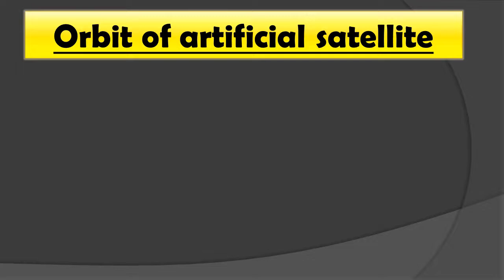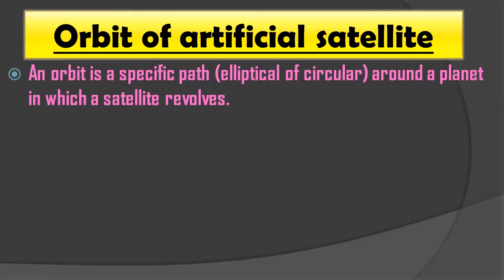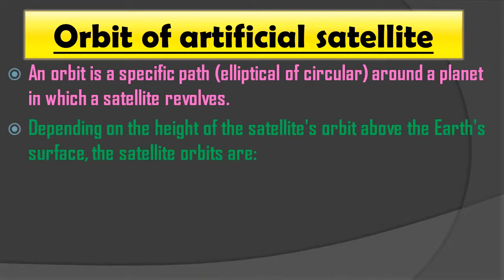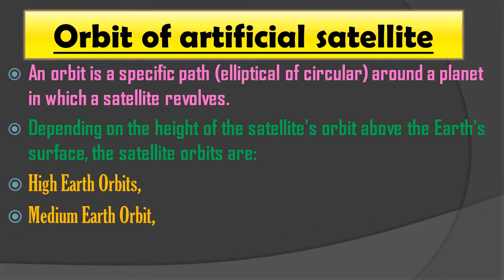So what is the orbit of an artificial satellite? First of all, an orbit is a specific path, that is, elliptical or circular, around a planet in which a satellite revolves. The orbits are different for different satellites depending upon the function of the satellite. Depending on the height of the satellite's orbit above the Earth's surface, the satellite orbits are classified as high Earth orbit, medium Earth orbit and low Earth orbit. So these are the three types of orbits of artificial satellites.